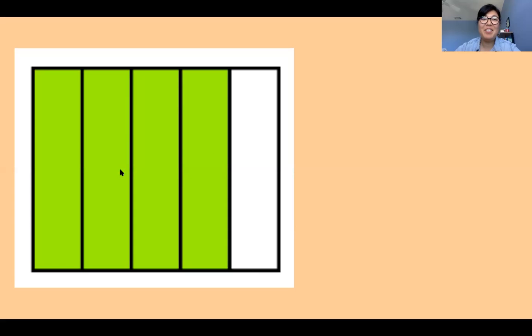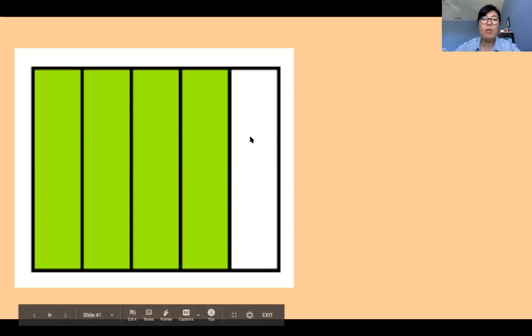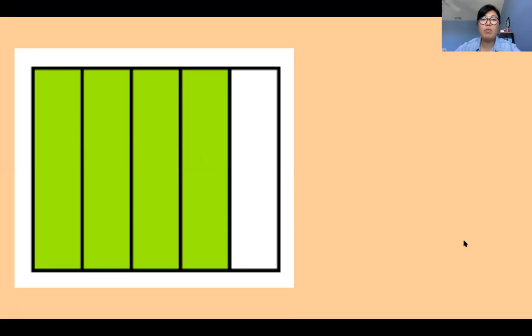Are you ready? 1, 2, 3, 4, 5. This is a rectangle and it's broken into 5 equal parts. I'm going to write 5 to represent how many equal parts there are, and also the denominator. And draw a line. What's the numerator? How many parts are shaded in green? 1, 2, 3, 4. So this picture represents 4/5. Nice.